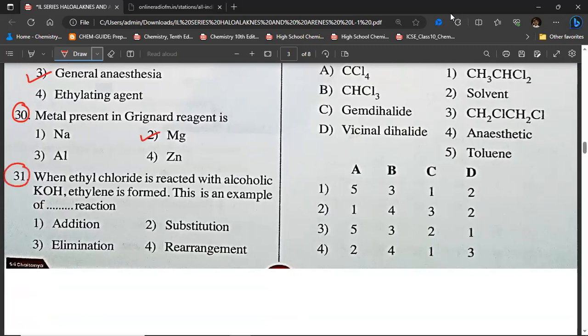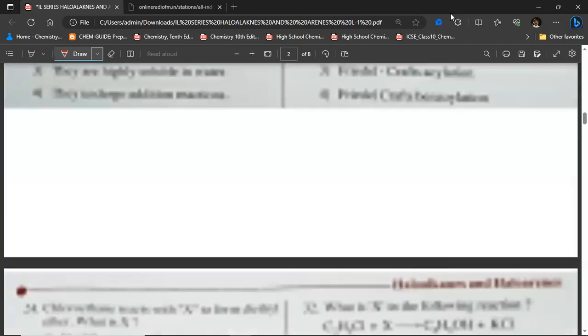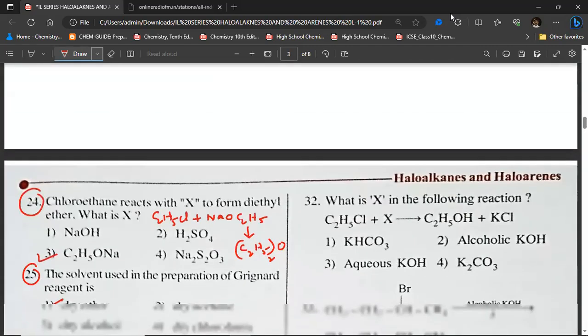31st question. When ethyl chloride is reacted with alcoholic KOH, ethylene is formed, a double bond is formed. So an unsaturated hydrocarbon is formed, which is an elimination reaction, dehydrohalogenation. So alcoholic KOH is a dehydrohalogenating agent. Beta elimination takes place. That's an elimination reaction. 31st question. Let's move on to the 32nd question.